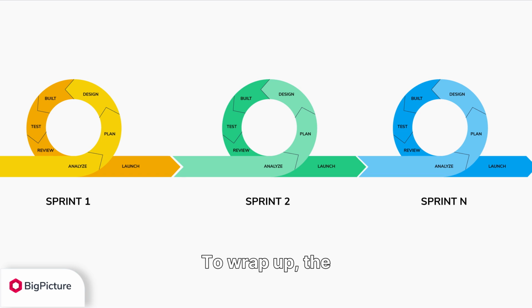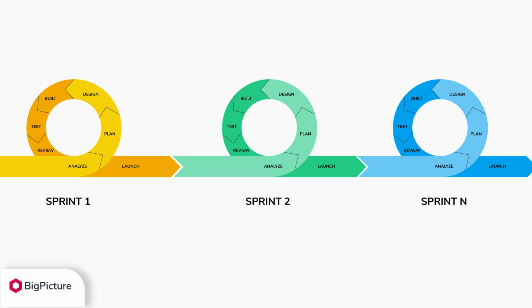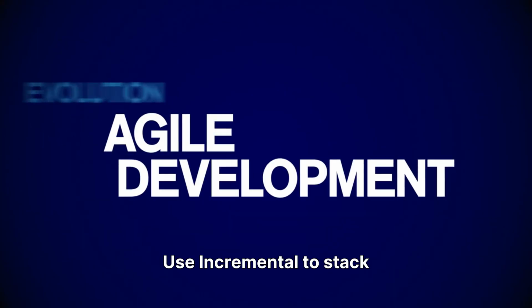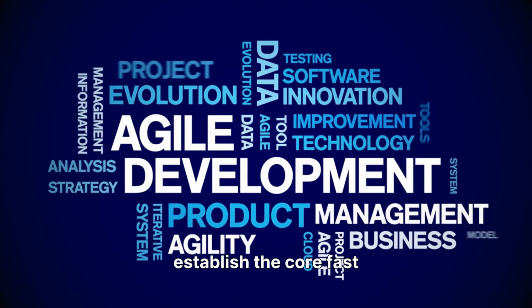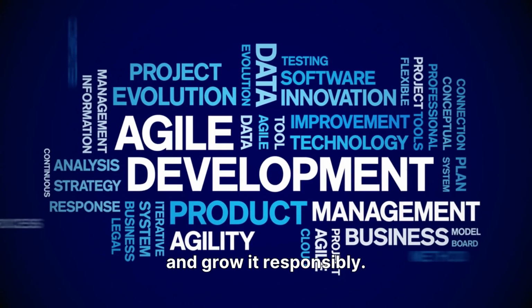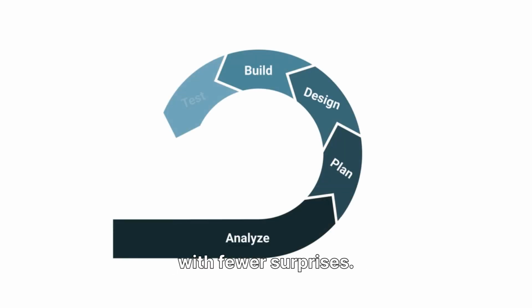To wrap up, the iterative model thrives on short cadence, working software, explicit criteria, and continuous learning. Use incremental to stack value while lowering change costs, and evolutionary to establish the core fast and grow it responsibly. Blend both to fit your context, and you'll ship better software sooner with fewer surprises.